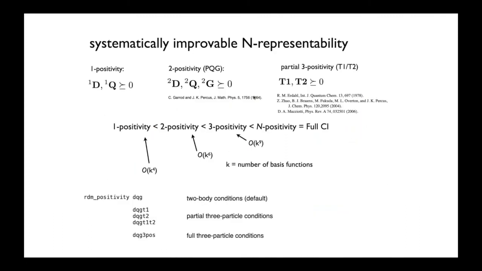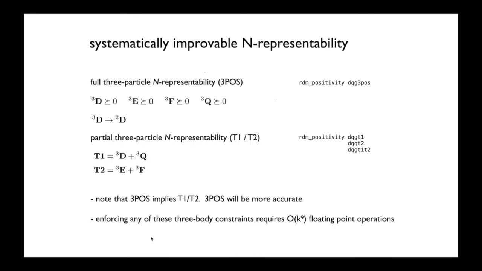Okay, back to the fact that all those calculations were done with two-body N-representability conditions, which are great for doing gigantic active space calculations and getting a qualitative picture of your electronic structure. Sometimes you need to go beyond two-body conditions, so we have to think about this hierarchy again. And I'll just remind you that we can enforce in Q-Chem either 2 or partial 3 or 3-body conditions.